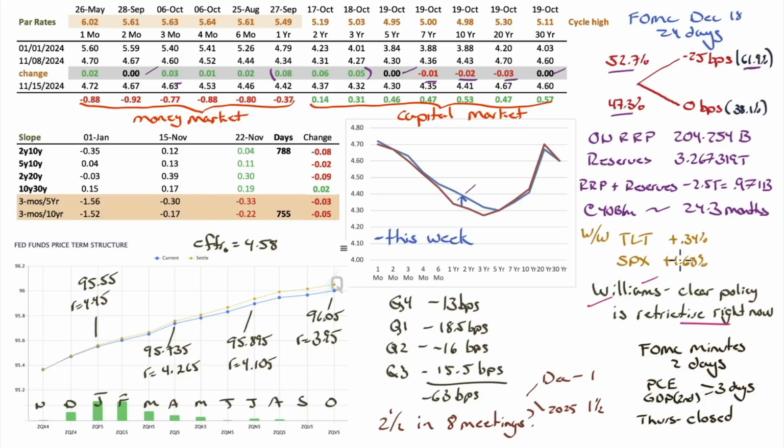To suddenly pause in December after saying it's clear that we're restrictive right now and that the path of rates are down, to pause in December doesn't make any sense to me. So I think this is wrong.